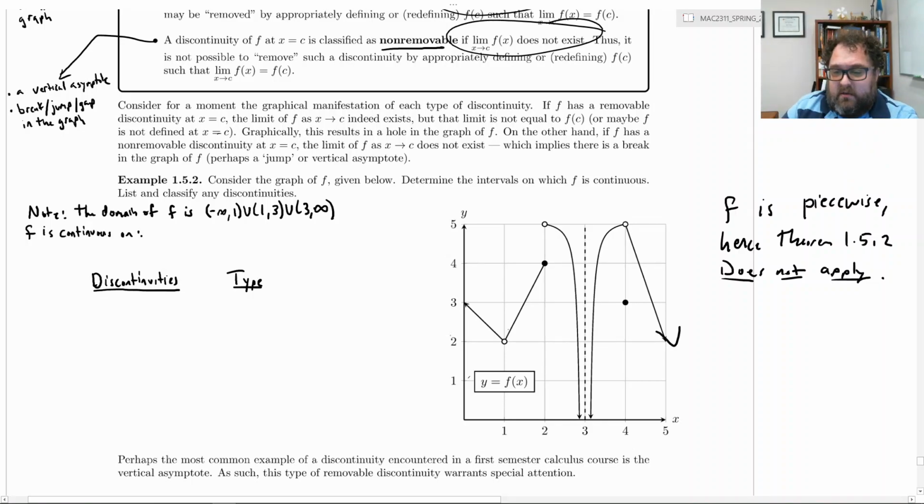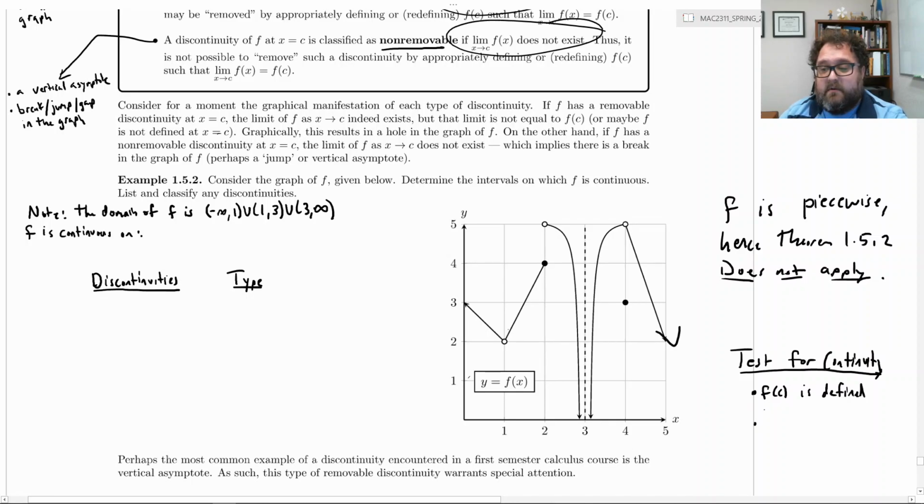So the first one we see is at 1. There's a hole there. So the question is, and by the way, our definition of discontinuity is this, like a test. The test for continuity, this was a box a little while ago, was a three-pronged test. f of c is defined.